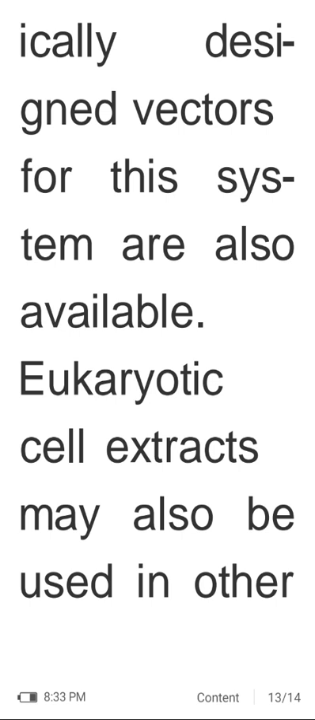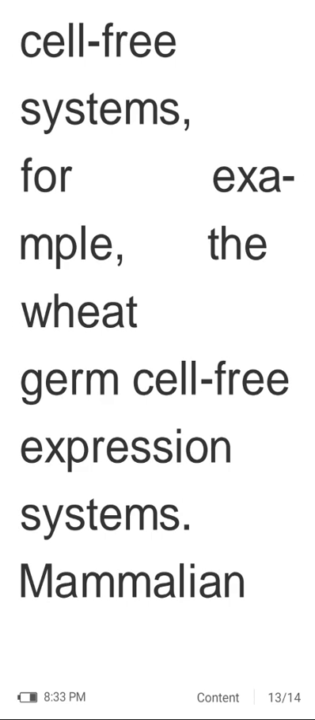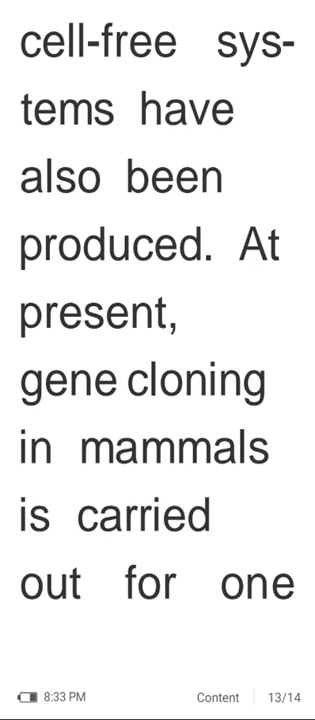Eukaryotic cell extracts may also be used in other cell-free systems, for example, the wheat germ cell-free expression system. Mammalian cell-free systems have also been produced.